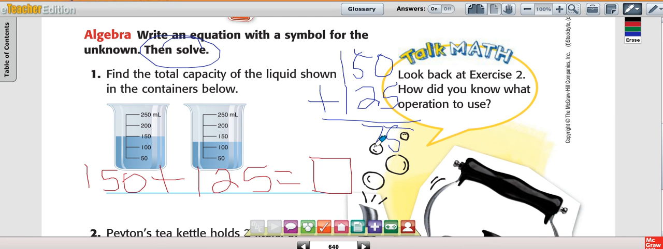5 plus 2 is 7. And then 1 plus 1 is 2. So if I add all those together, I get how much again? 275. 275 milliliters. I gotta make sure that I add that. See, there's milliliters right here. There's milliliters there.